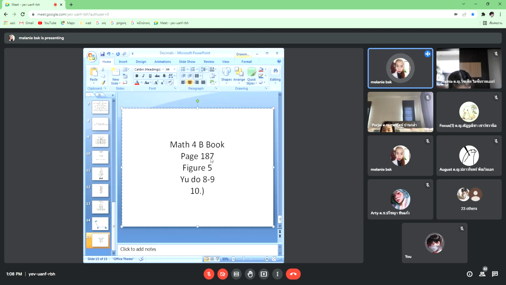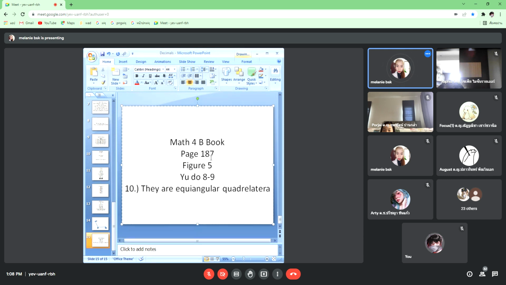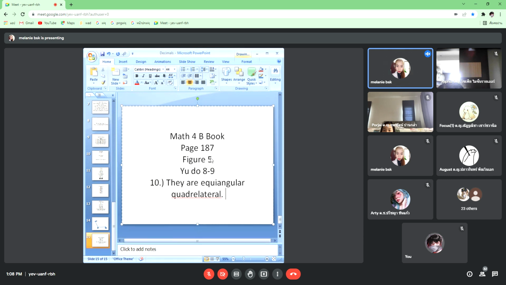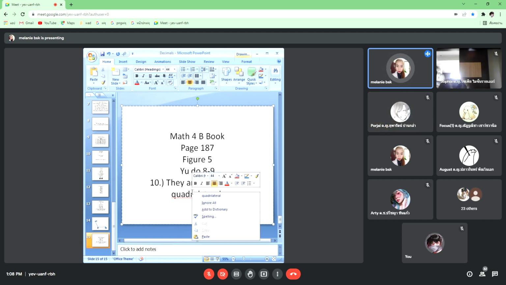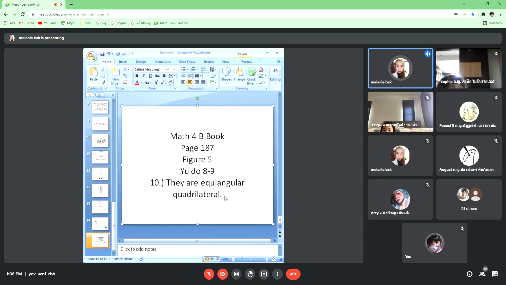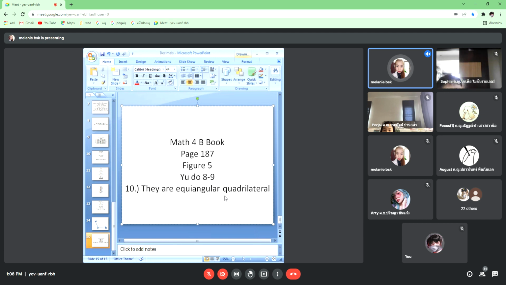Okay, so you can see a rectangle and a square, children, right? So what do they share? We all know that a rectangle and a square are equiangular quadrilaterals, okay? So all the angles are right angles.